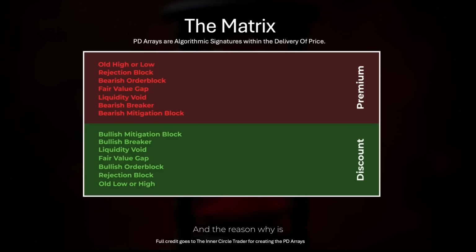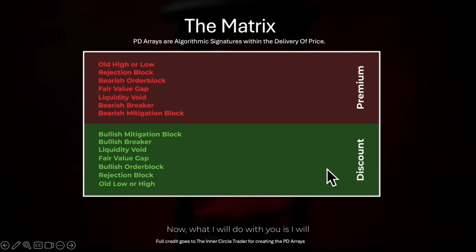And the reason why is because the liquidity void is basically multiple imbalances forming after each other. Or in other words, multiple fair value gaps forming after each other in a row, and the range of the liquidity void is those multiple imbalances. So for this lecture, we're just going to focus on the fair value gap.